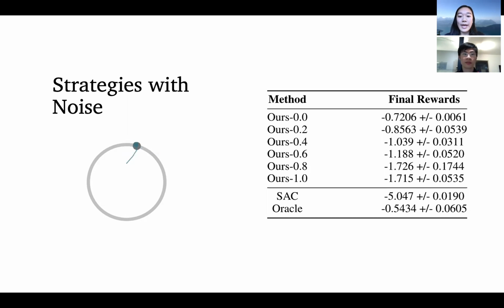So instead, we added different levels of noise to the other agent step size. And essentially, this table is showing the final rewards achieved by the Lily agent against other agents with varying levels of noise. And so we find that the performance of Lily is degrading as the magnitude of noise increases, but it still mostly successfully models the other agent strategies and outperforms the baseline soft actor critic.